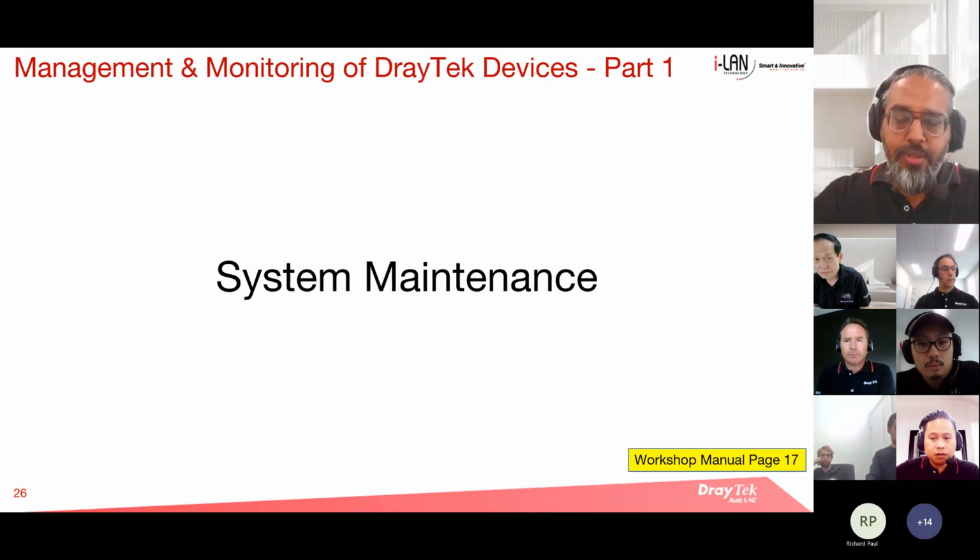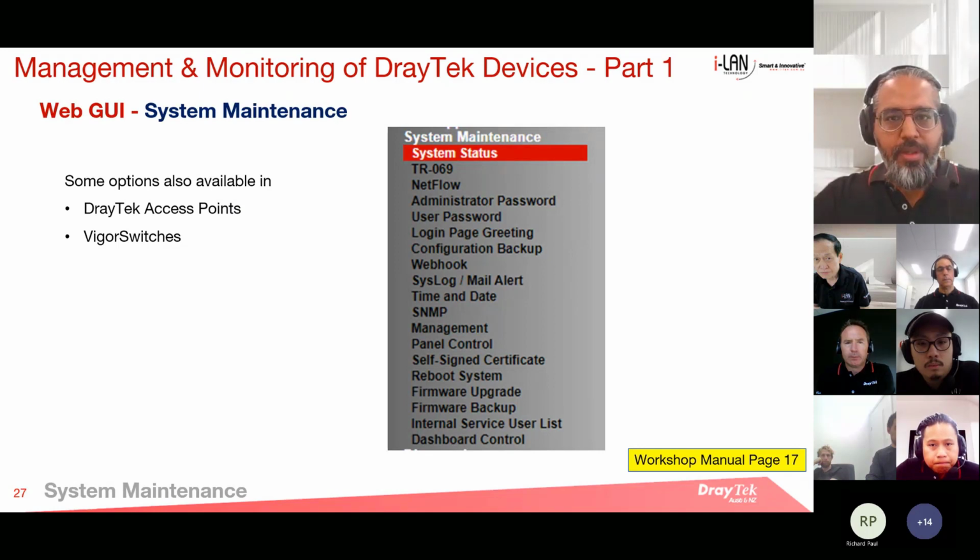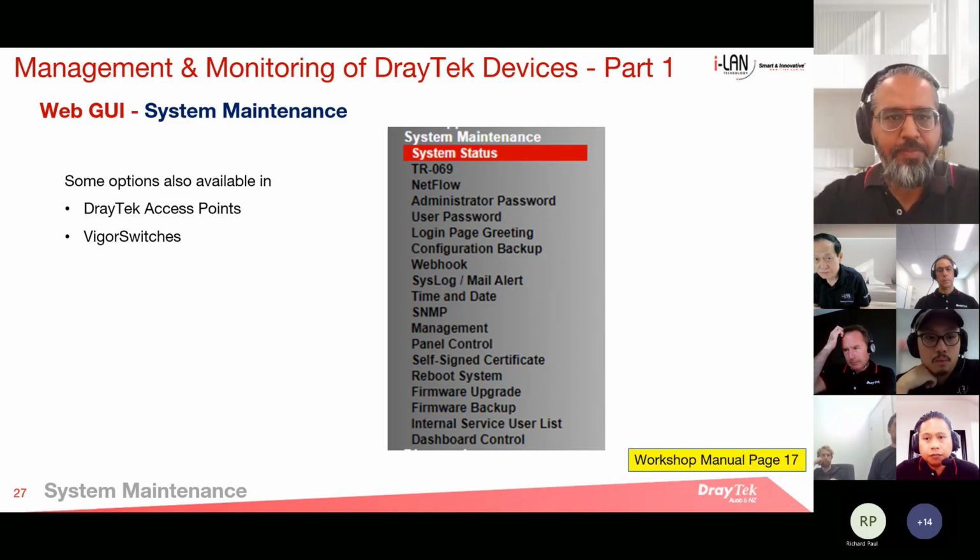So moving on to the system maintenance menu, where you can find several management functions. So here are the menu options available under the system maintenance menu in a Vigor 2865 router. Most of these will be available in other DrayOS routers too. Access points and switches have some of these options available as well. Let's go over each of these now.